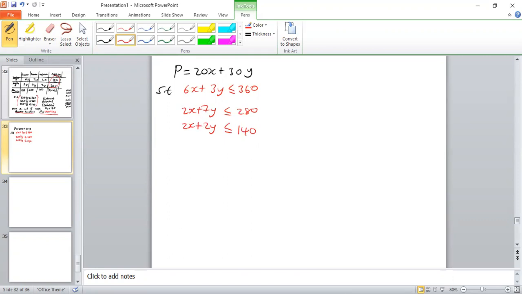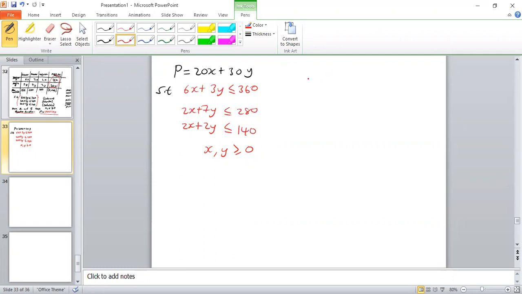Guys, is it clear? Yes. And as we said, x and y are both non-negative, greater or equal to 0. So this condition is always true. You have to put it. So that is the fourth inequality in our case, where you give the condition.